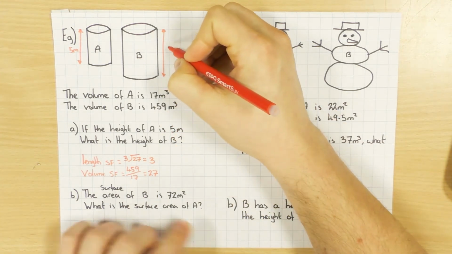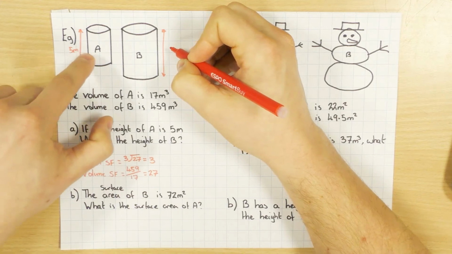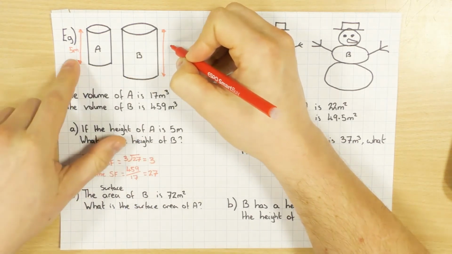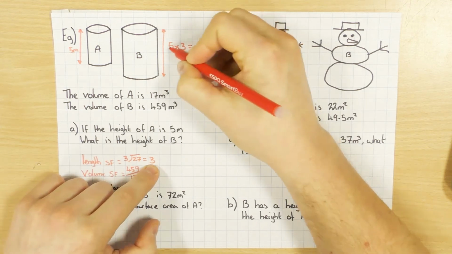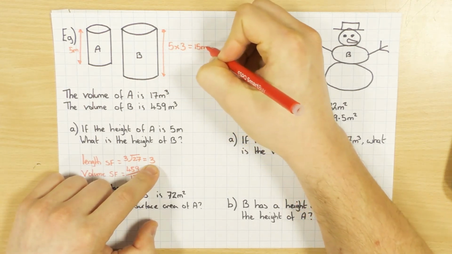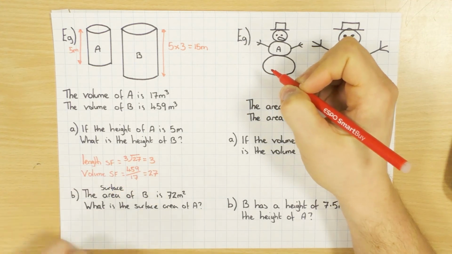So once I know what the length scale factor is, I'm going from small to big, so I'm going to times. So 5 times by the length scale factor, so 5 times 3 gives me 15 metres.